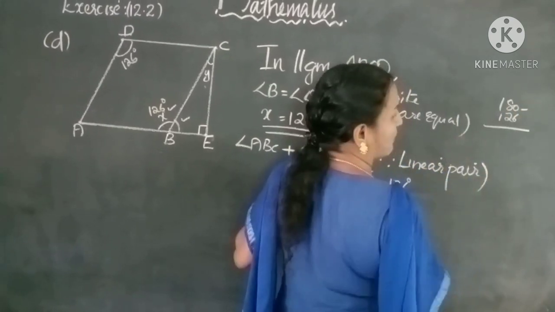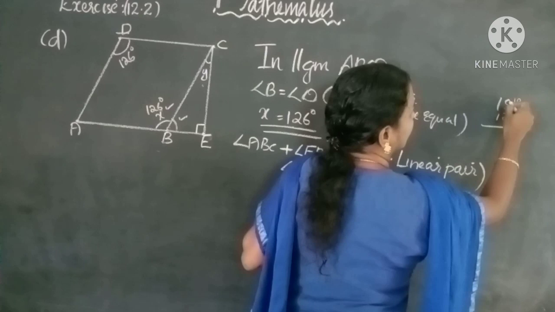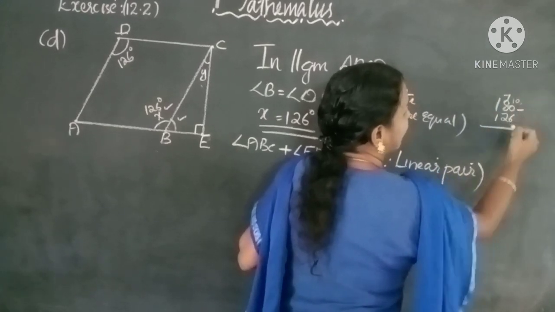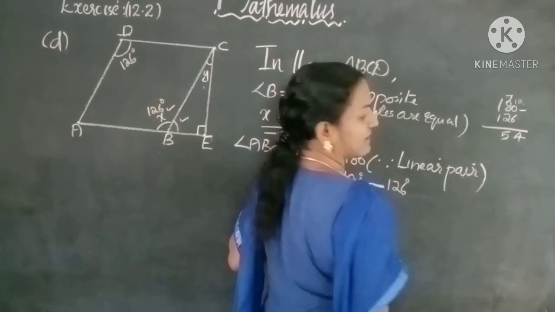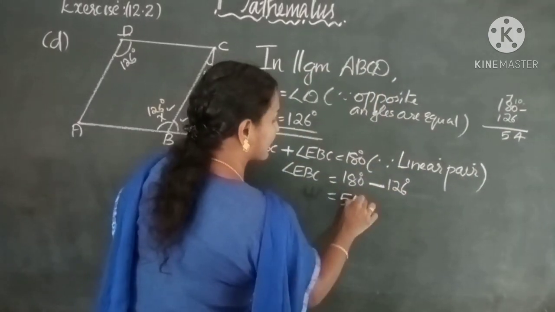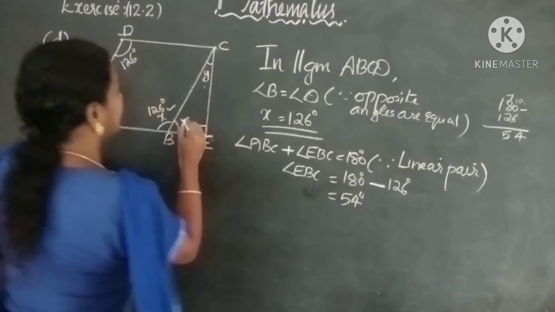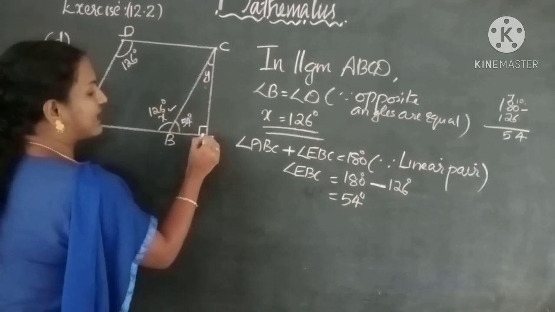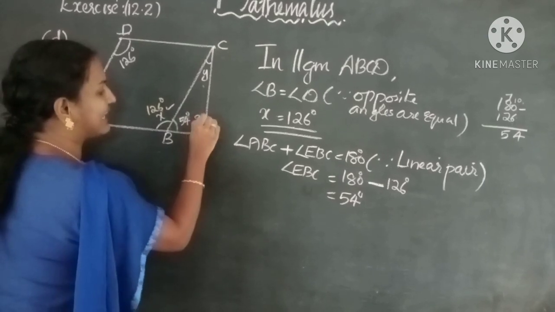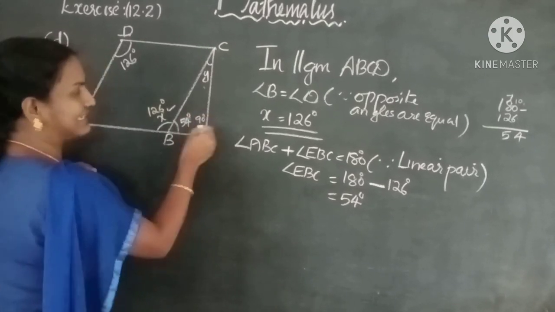0 minus 6 is not possible, so take 1. Here 1 plus 7. 10 minus 6 is 4, 7 minus 2 is 5. So 54 degrees. Then the angle at E is 90 degrees, a right angle.